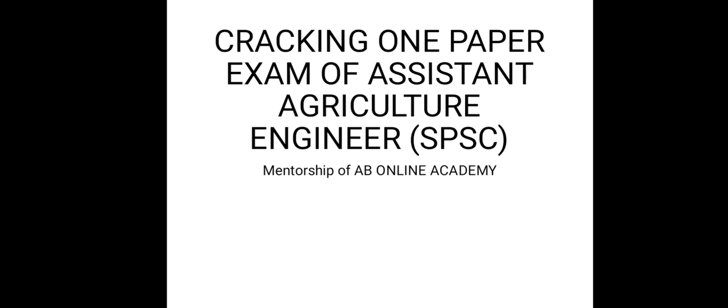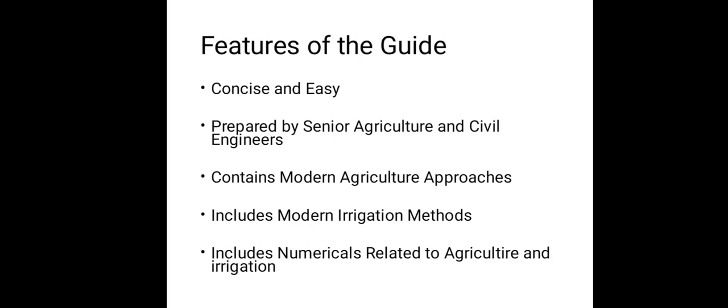So let's move on. The first feature of this guide is that it is very concise and easy. This guide contains about 30 to 34 pages, and it is prepared by the combined efforts of civil and agriculture engineers, as a result of which you will cover both the aspects of civil engineering and agriculture engineering in this guide. That will help you in the examination of Assistant Agriculture Engineer.